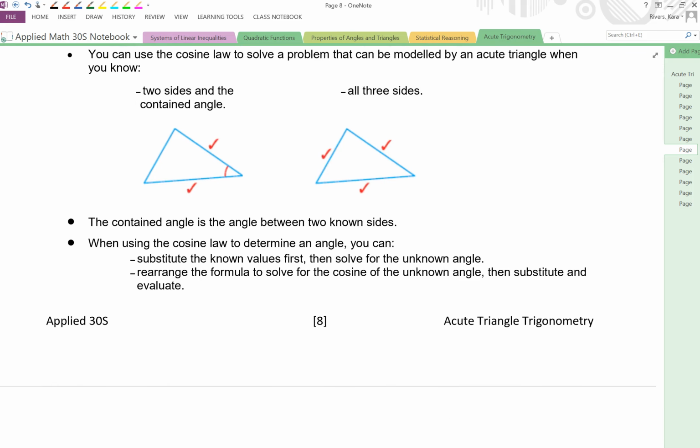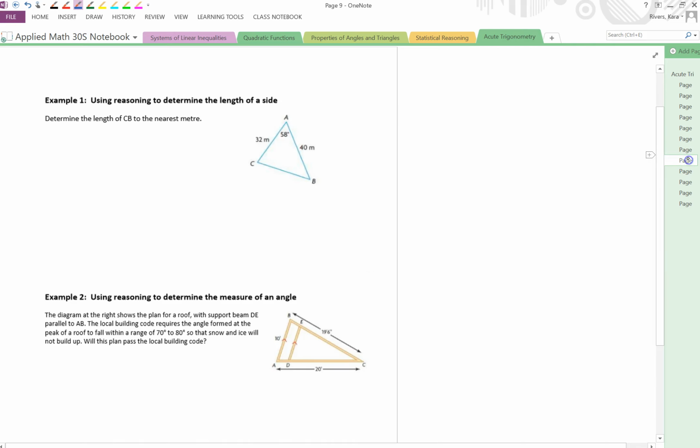Now it says the contained angle is the angle between the two known sides, and when using the cosine law to determine an angle, you can substitute the known values first, then rearrange the formula to solve for the cosine of the unknown angle, and substitute and evaluate. Let's look at an example and see what I mean here.